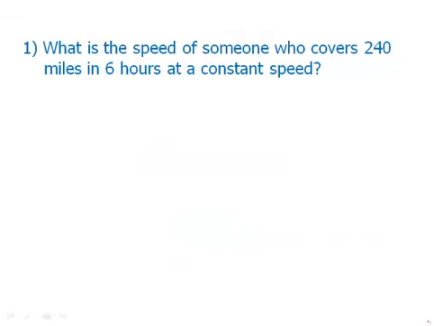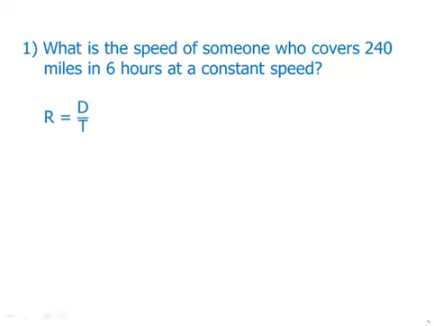Okay. The first question: what is the speed of someone who covers 240 miles in 6 hours at a constant speed? Well, we're given distance, we're given time, and we're looking for rate. So we want the version that is solved for rate. Rate equals D over T. And then we're just going to divide the distance by the time. 24 divided by 6 is 4, so 240 divided by 6 has to be 40. And then miles over hours, that's miles per hour. 40 miles per hour is the answer.